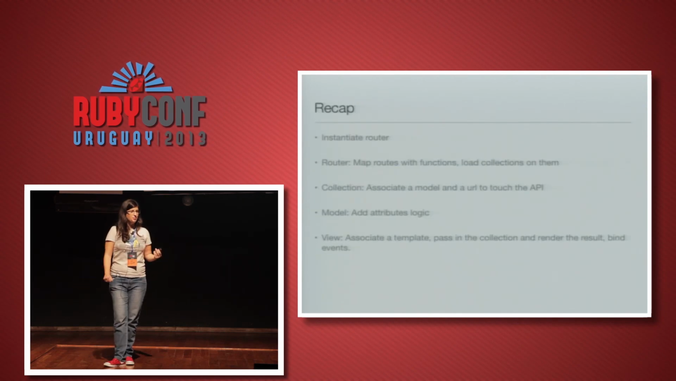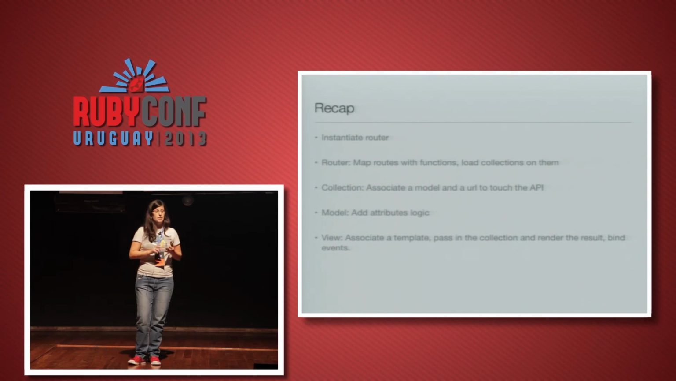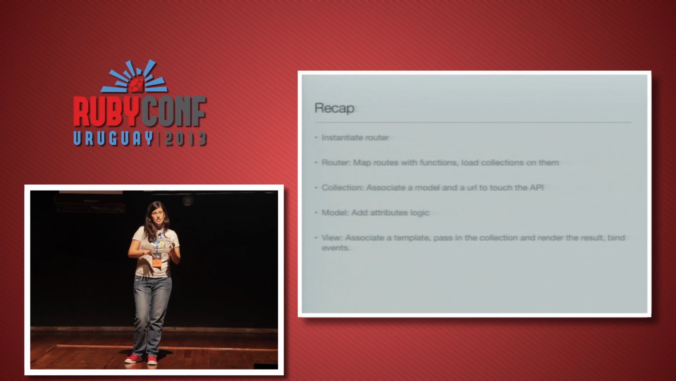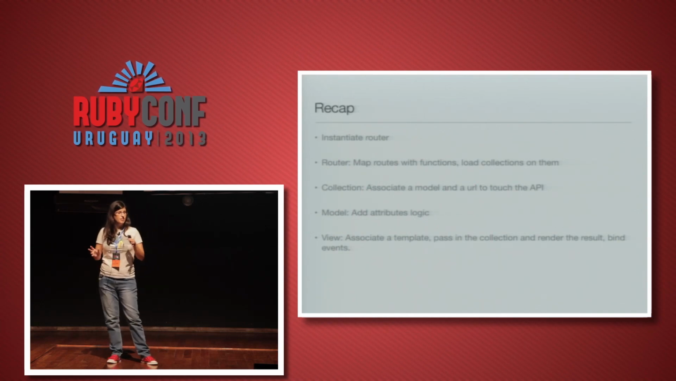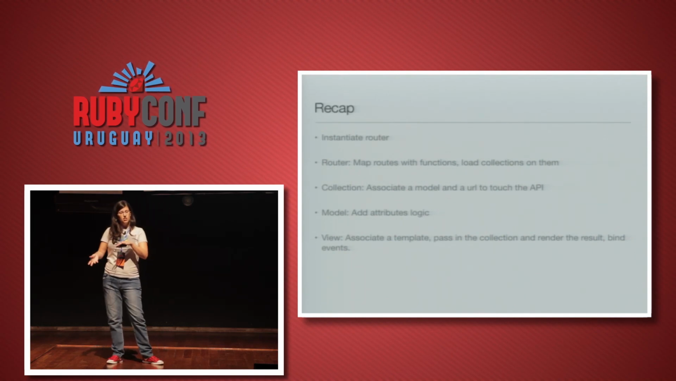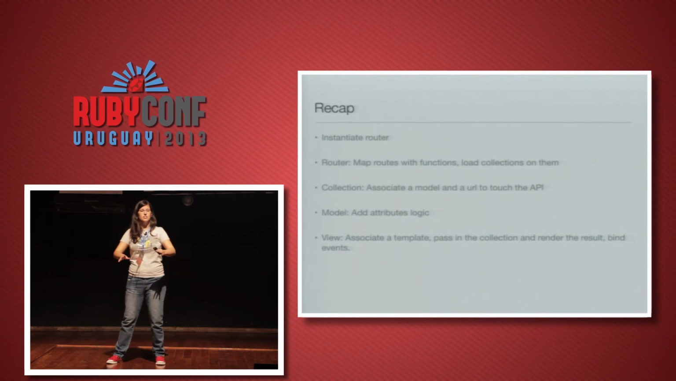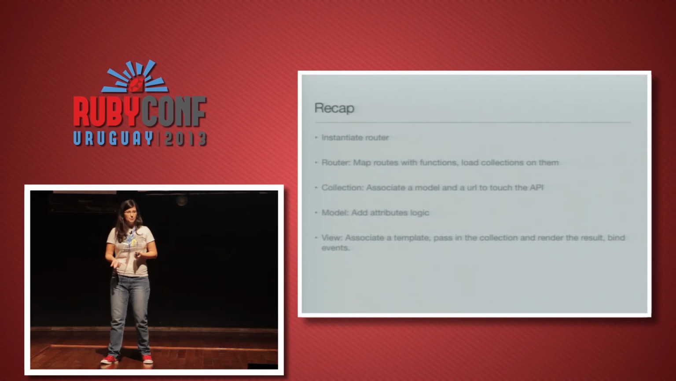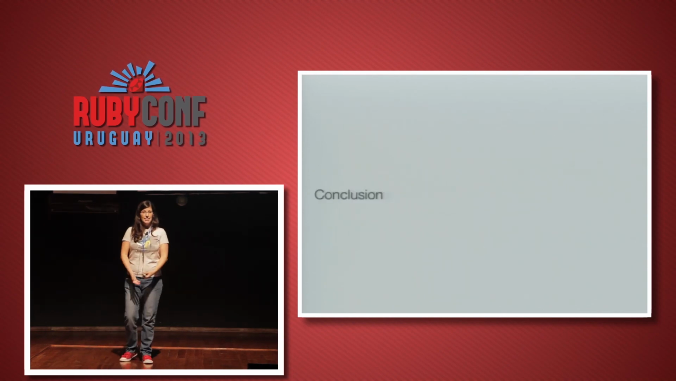That is that the view passes the data to the template, and then from the template back to the view. That's the important thing. So recapping. We instantiate the router, map routes with functions, and load collections on them. The collection associates a model with a URL. The model adds attribute logic, and the view associates a template, passes the data, renders the results, and handles the events on the 2 sides, the users and the data, and binds them.